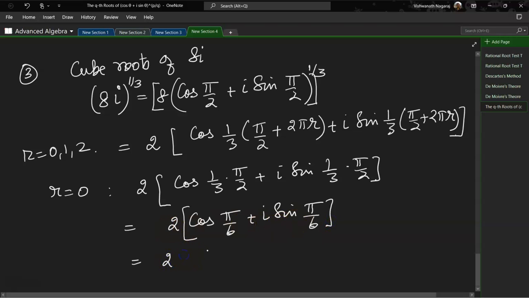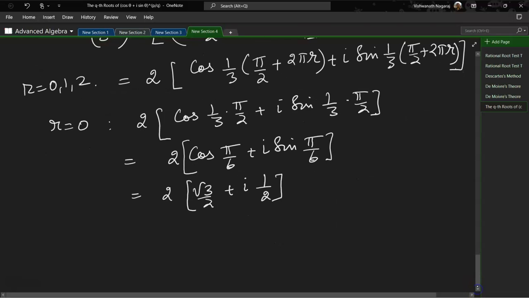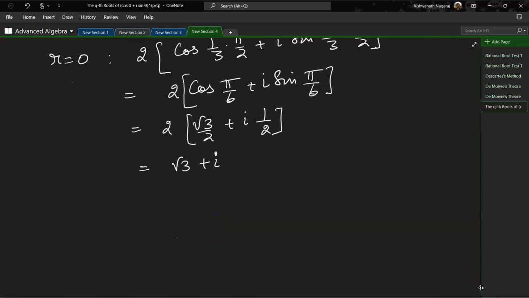So now 2 times cos pi by 6 is root 3 by 2 plus I sine pi by 6 is 1 by 2. If we take 2 inside, we end up with root 3 plus I. So that is one of the roots.